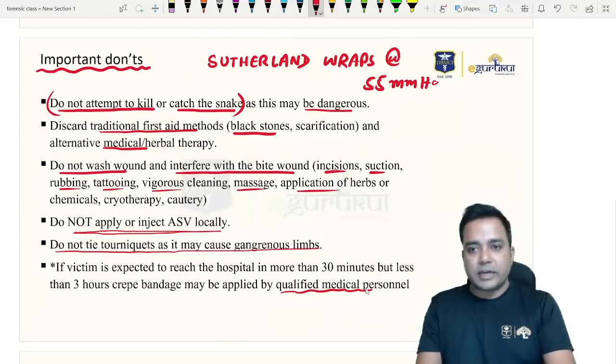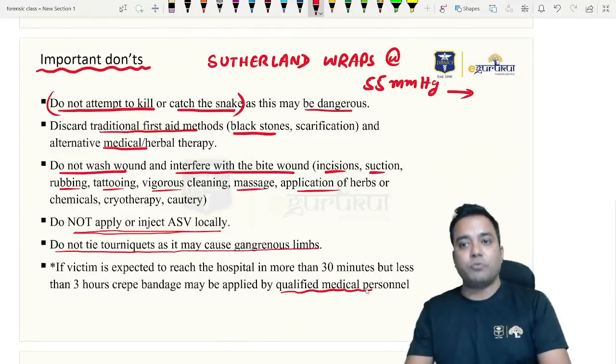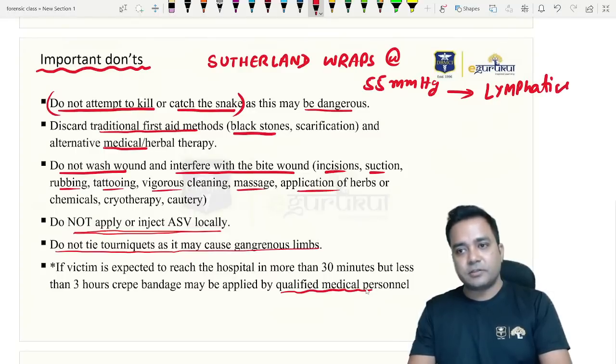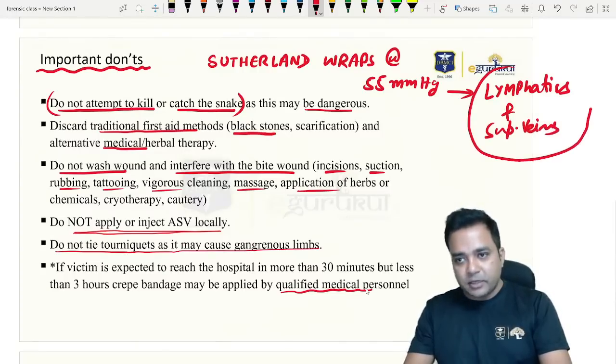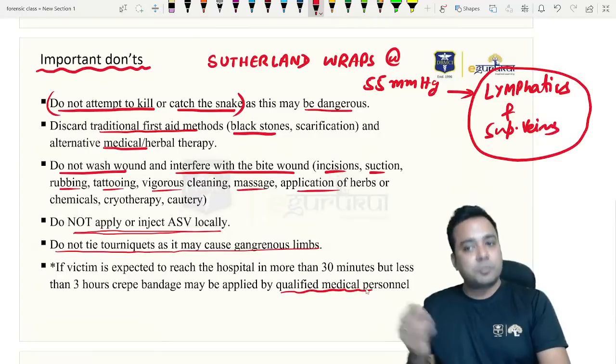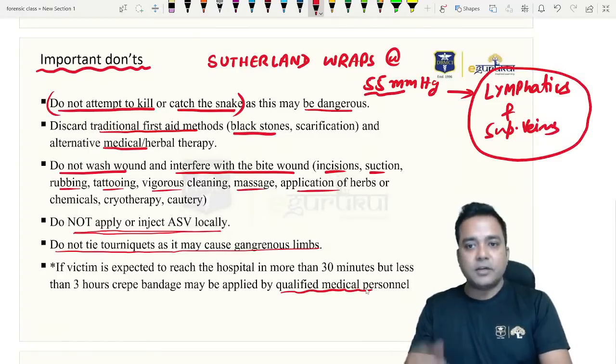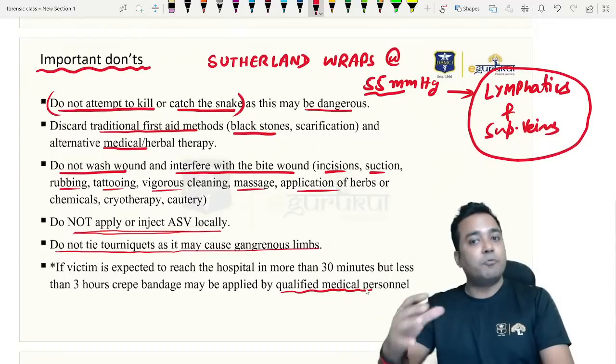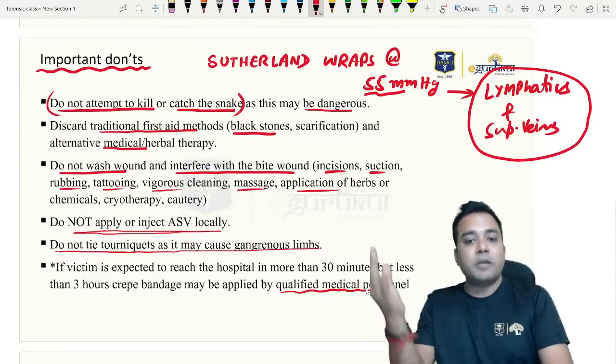Why? Because at this pressure, there is blockage of only lymphatics and superficial veins. So lymphatics and superficial veins are obstructed. My venom spread is mainly through these channels, so they have been obstructed. But at this pressure, deeper veins and major arteries won't be obstructed, so my limb supply won't be affected.